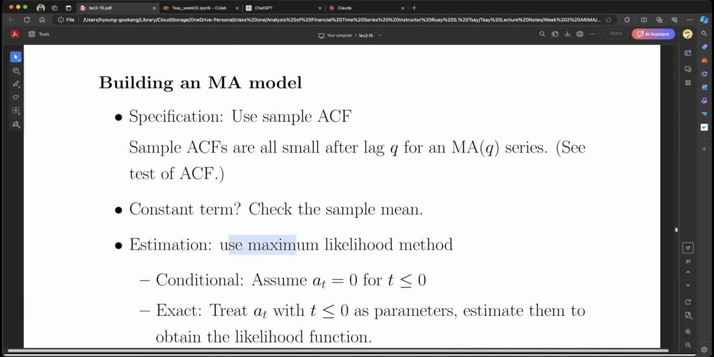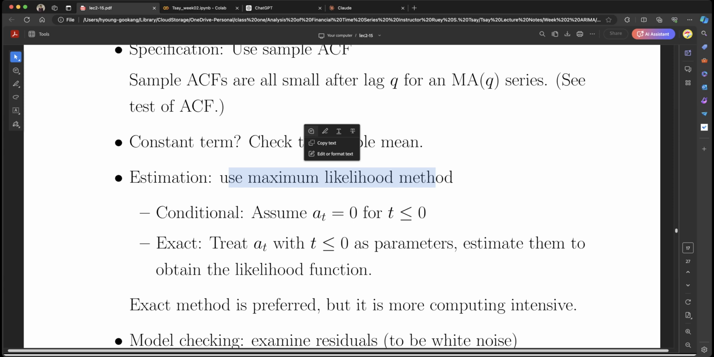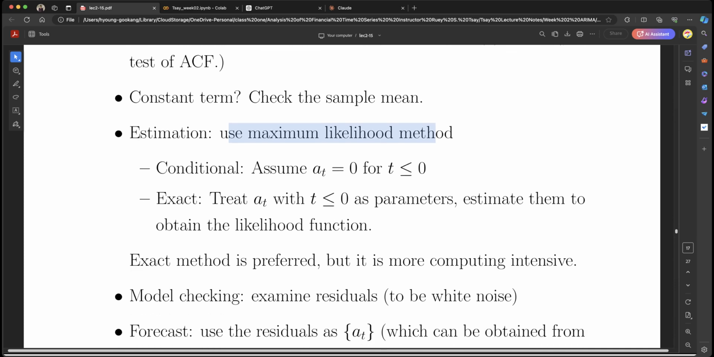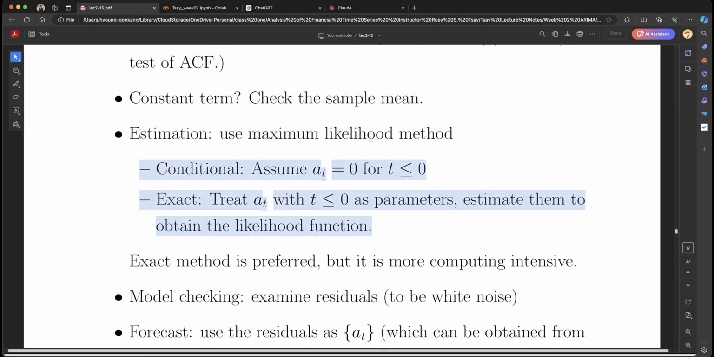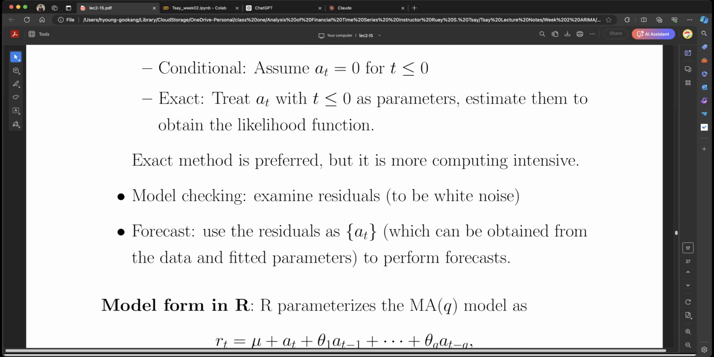For estimation, use the technique called maximum likelihood estimation. Of course we can do it in code. Conditional assumes a_t is 0, and exact treats a_t with t less than 0 as parameters to estimate in order to obtain the likelihood function. The exact model is preferred, but it is often computationally intensive. Well, we can simply use the default model in Python. For model checking, examine the residuals. If the MA model is right, the residuals should have zero sample autocorrelation. For forecasting, use the residual as a_t to perform the forecast.